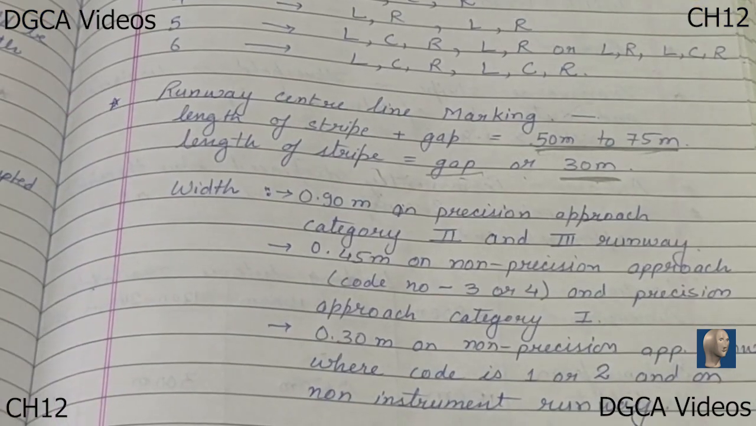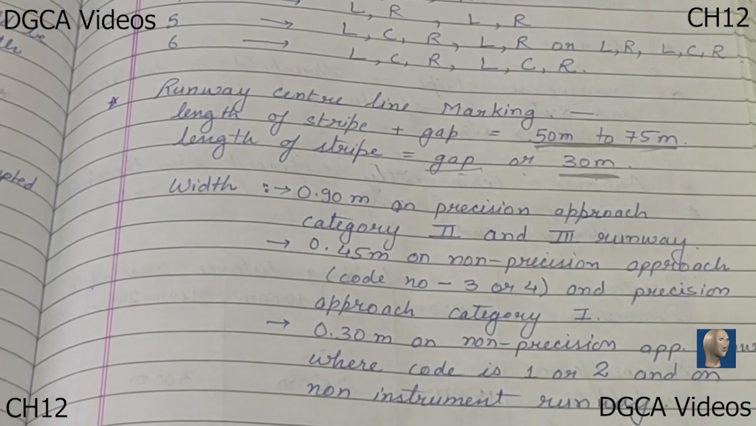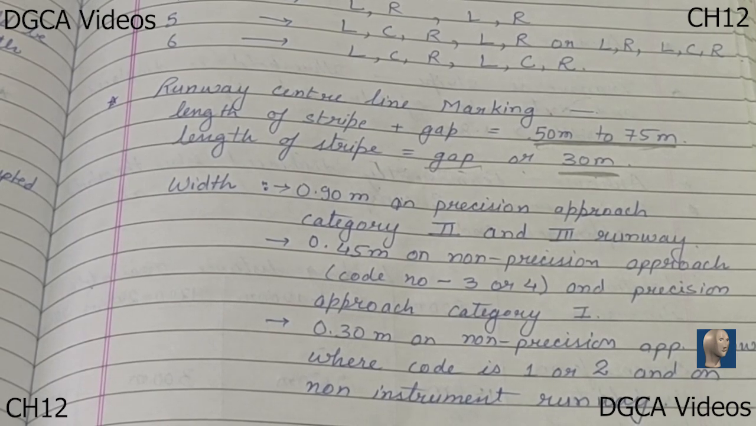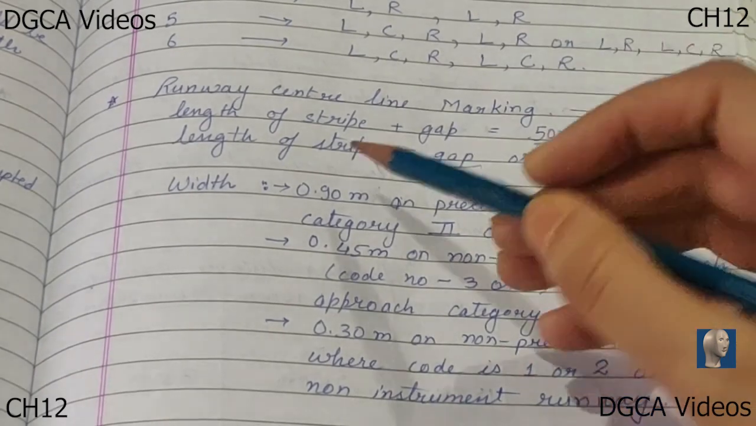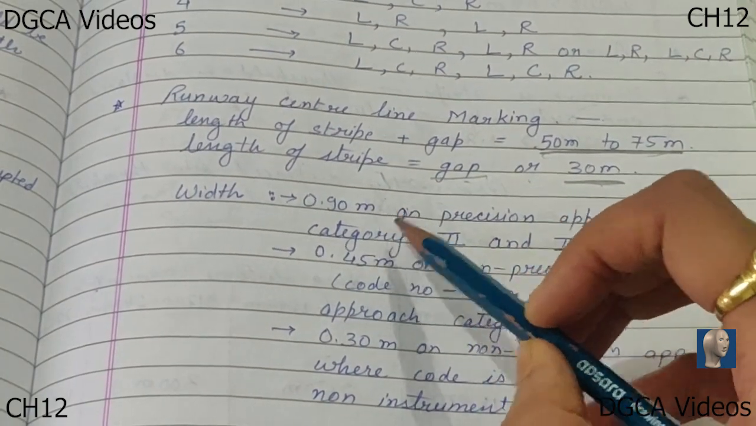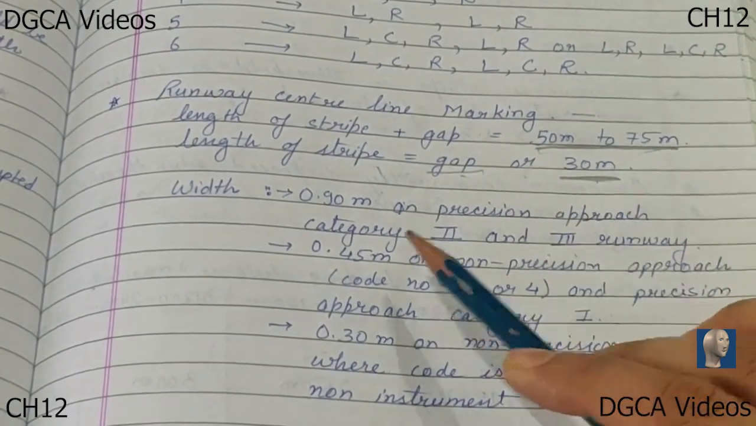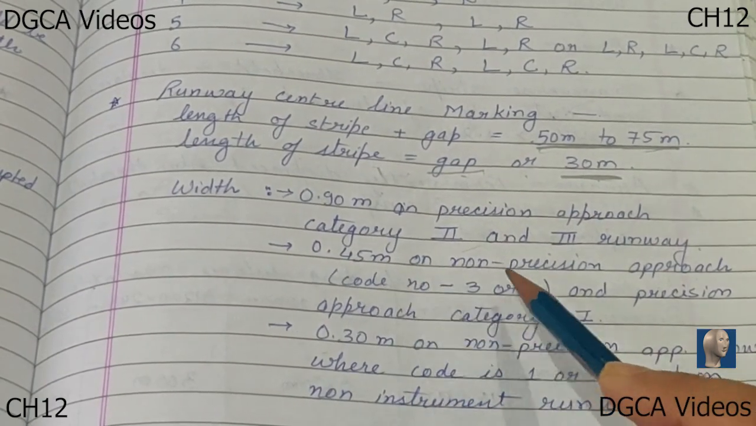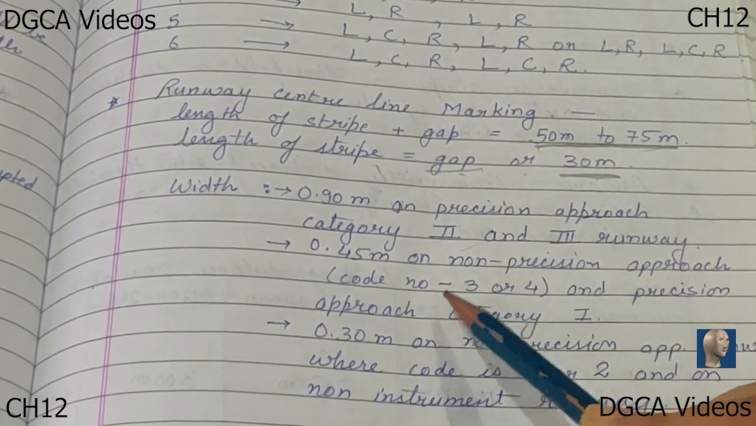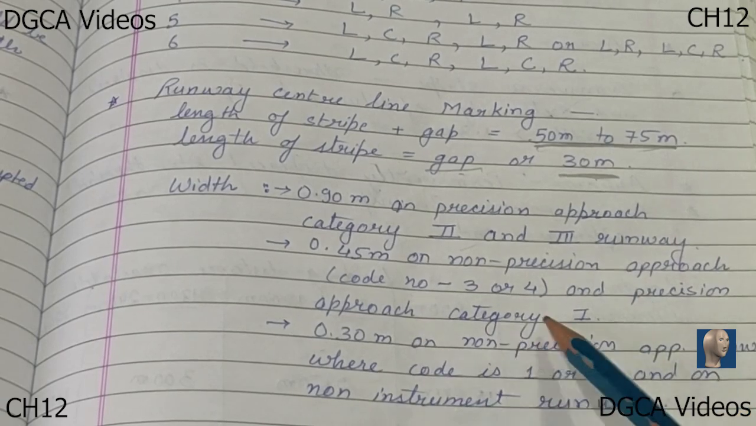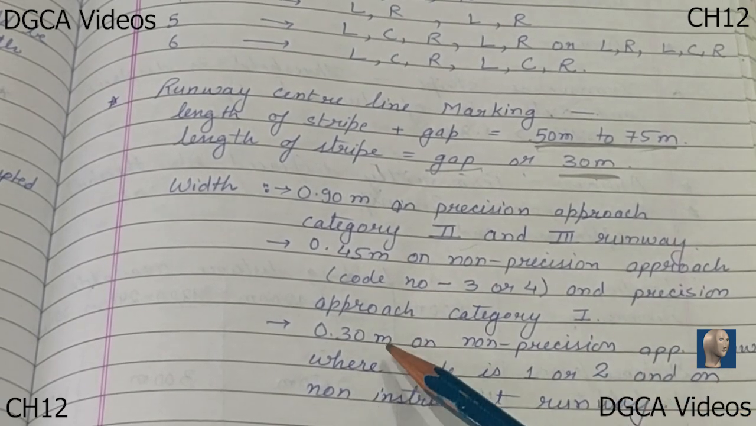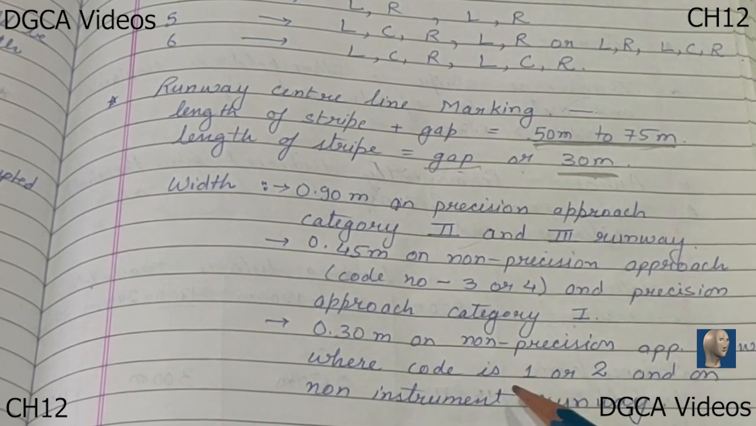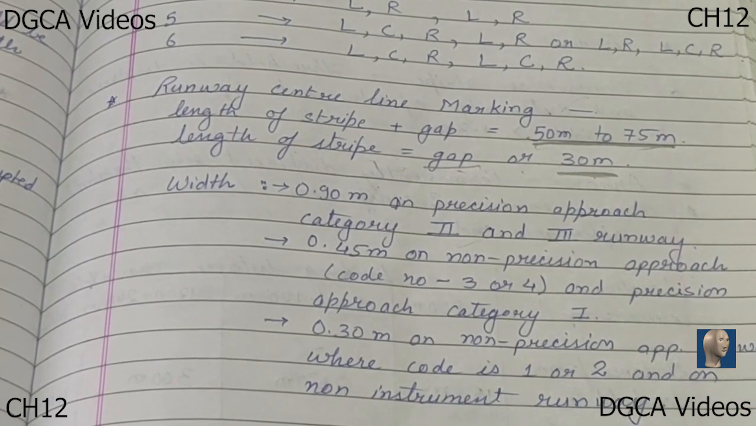Whichever is greater, it will be the length of the stripe. So talking about the width. 0.90 meter will be the width on the precision approach category 2 and 3 runway, 0.45 on non-precision approach code number 3 or 4 and precision approach category 1, and 0.3 meters on non-precision approach runway where the code is 1 or 2, and on the non-instrument runway.